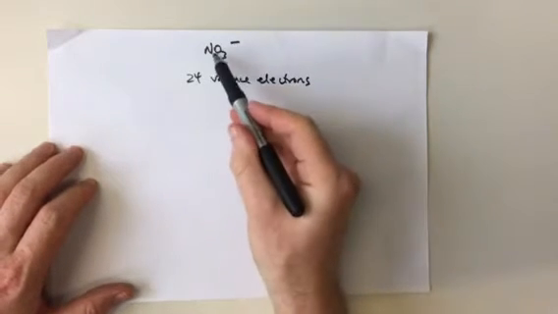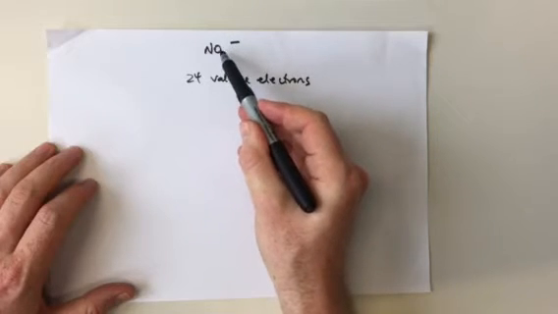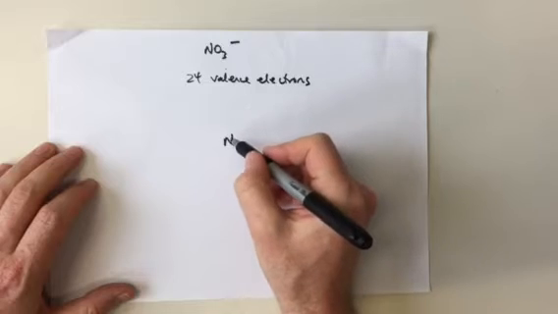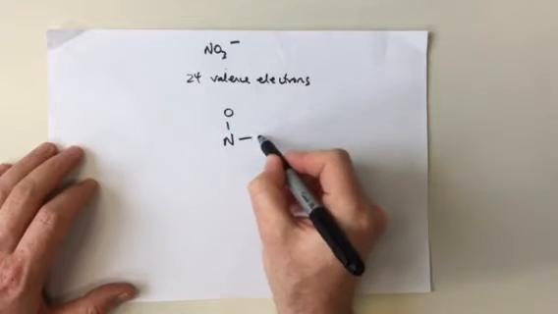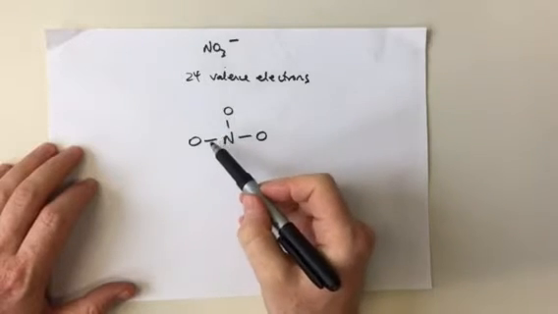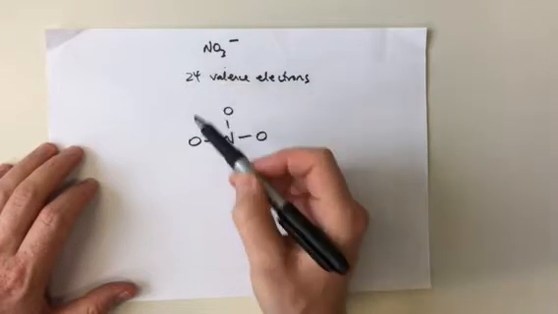Okay, so now next step, we've got to connect these atoms together using single bonds. And the more electronegative atoms tend to be on the periphery. So it makes sense to connect it with the nitrogen in the middle and the oxygens around the outside like this. So now we've used up 2, 4, 6 electrons so far. So we've got 18 more electrons to put on there.